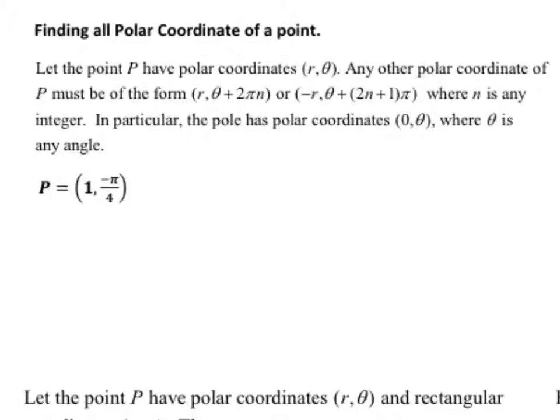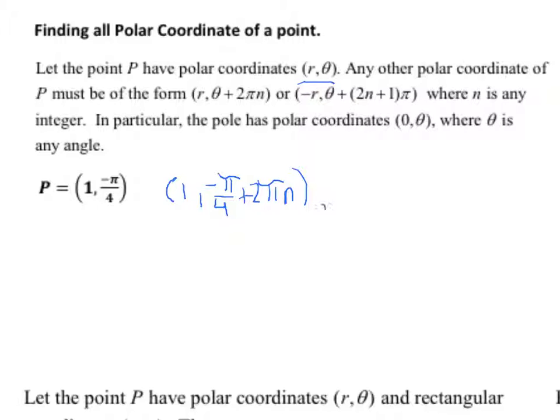Alright, so let's just start. P equals 1, so you have r comma theta. That's what we have right here. There's r, there's theta. So if we just look at this first one, r, theta plus 2 pi n, so 1 comma negative pi over 4 plus 2 pi n. There's one. Now for the other, negative r, theta plus 2n plus 1 times pi.